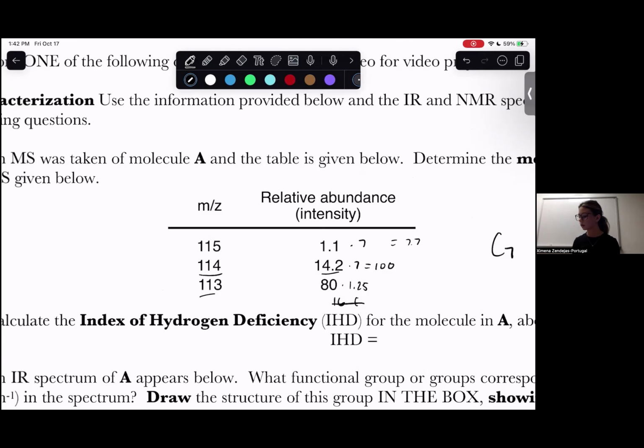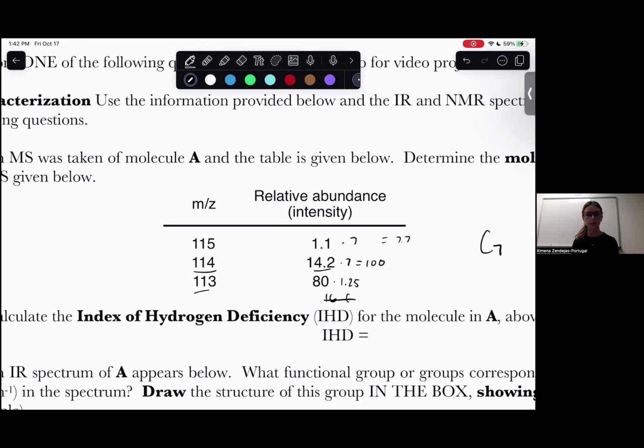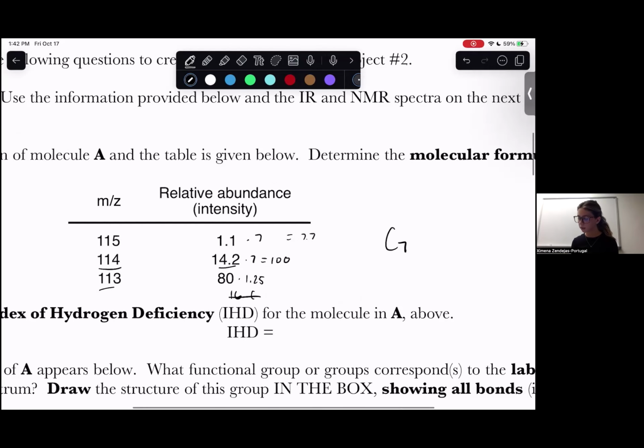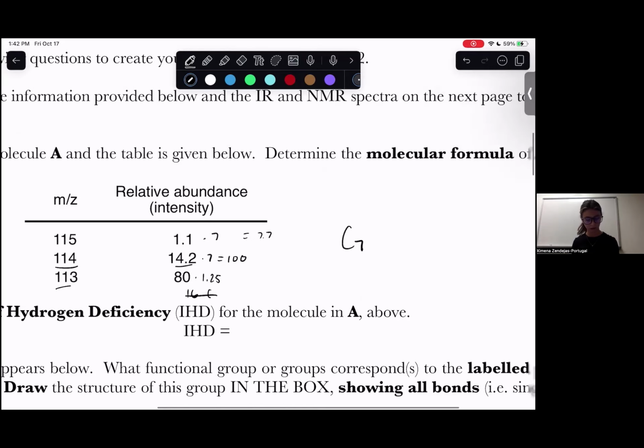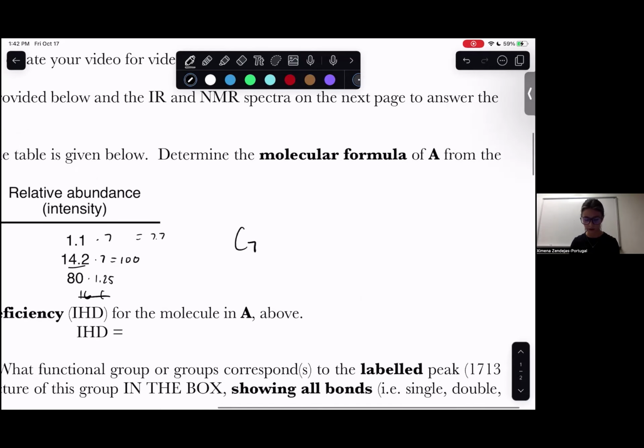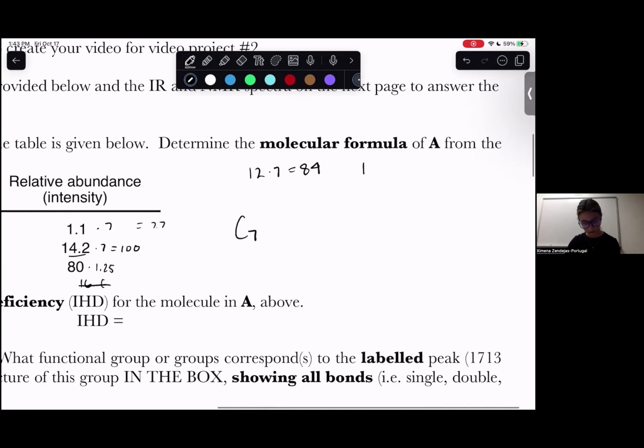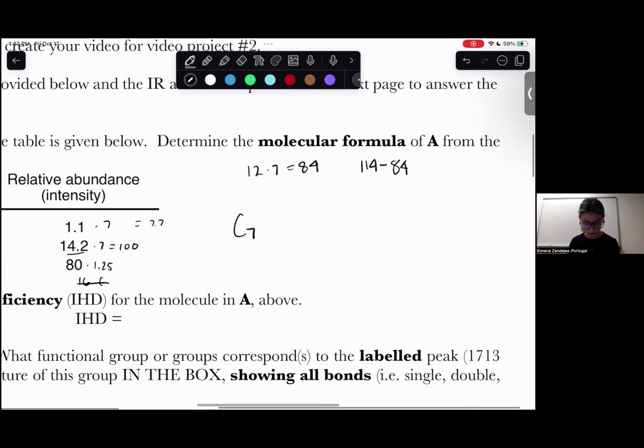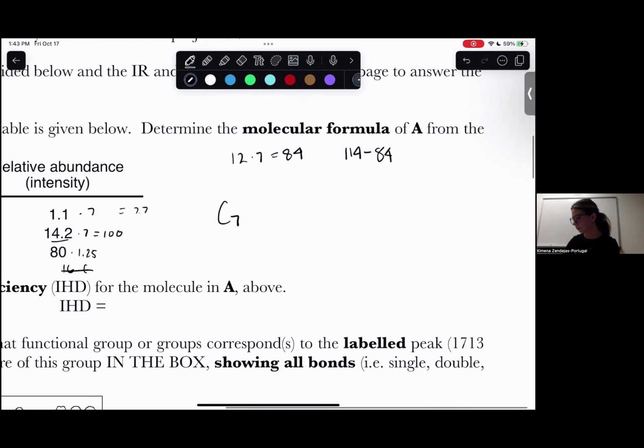That tells us that we either have an even number of nitrogens or 0 nitrogens, based on the data and our molar mass. So if we have 7 carbons times 12, we get 84, and then our mass, 114, minus 84, that leaves us with 30. So it wouldn't make sense for us to have 2 nitrogens.